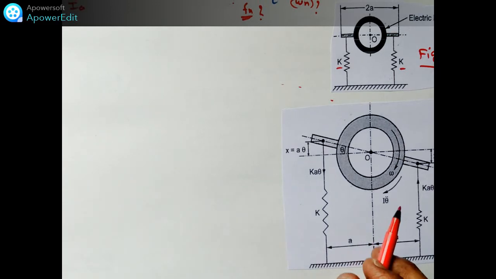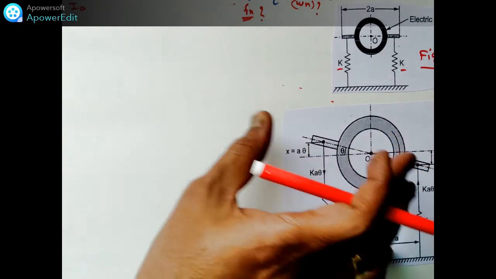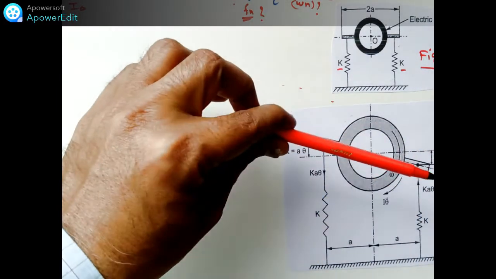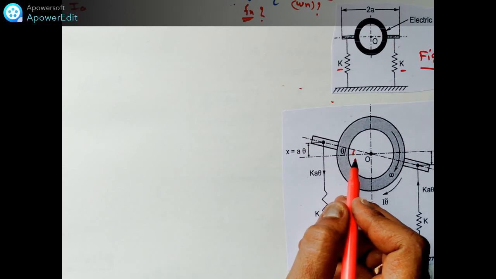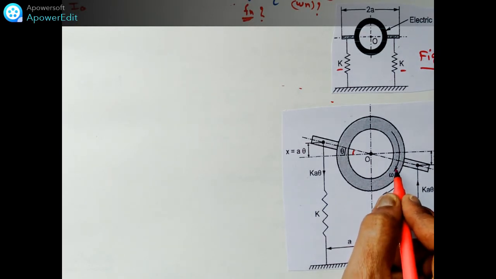Suppose this electric motor is turned by this angle theta. Okay, like this. This is the horizontal electric motor. Like this, it is turned through angle theta, in the clockwise direction. It means this direction. See, this is the direction. Here it is turned.